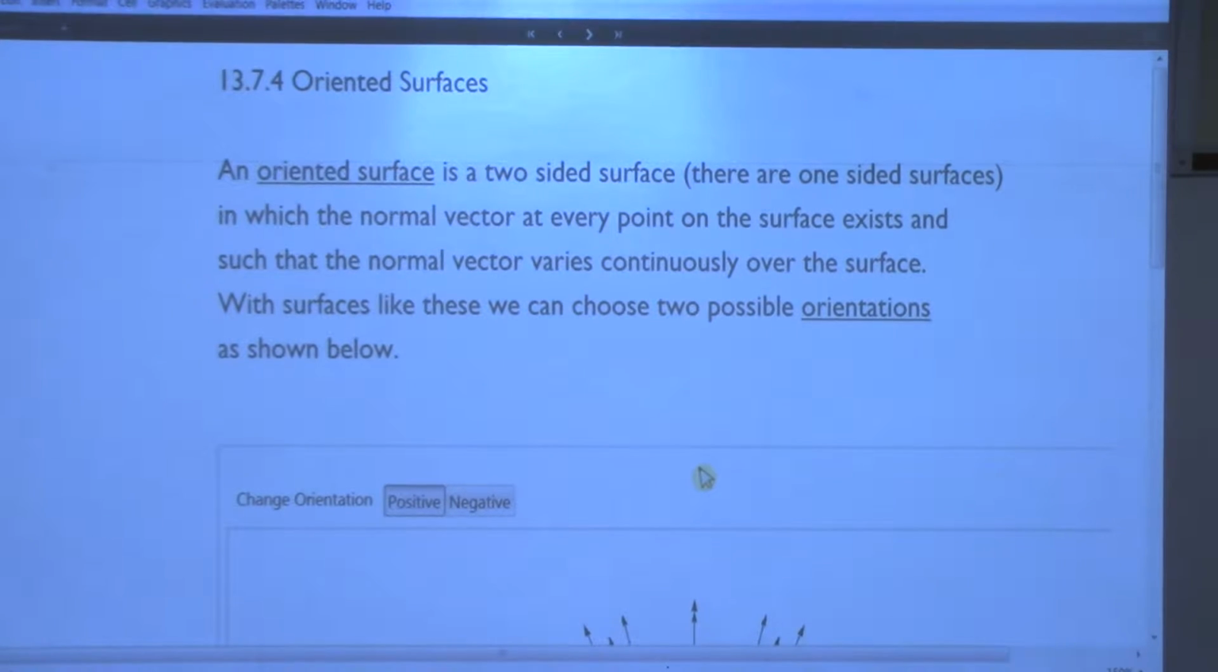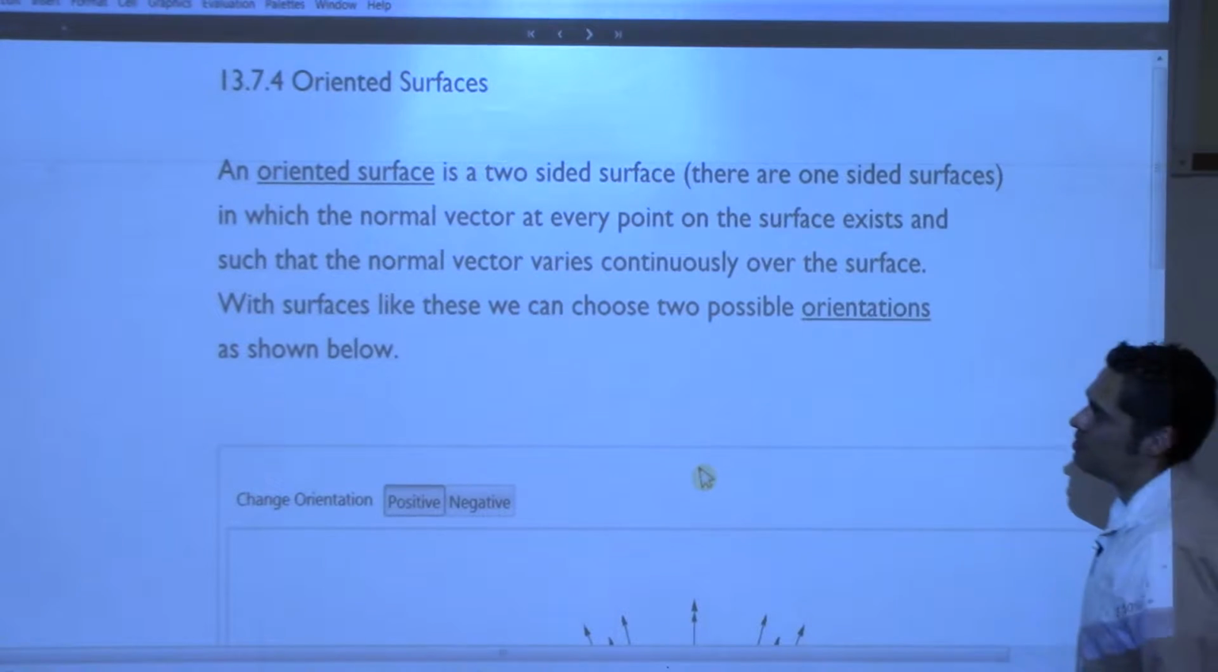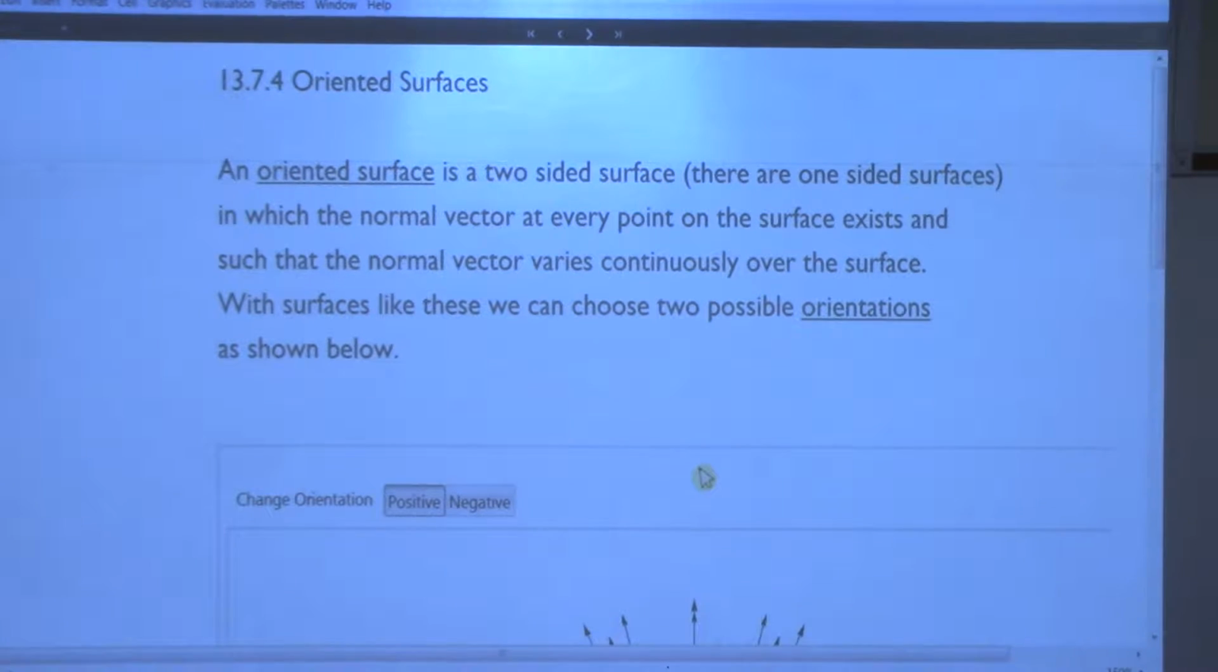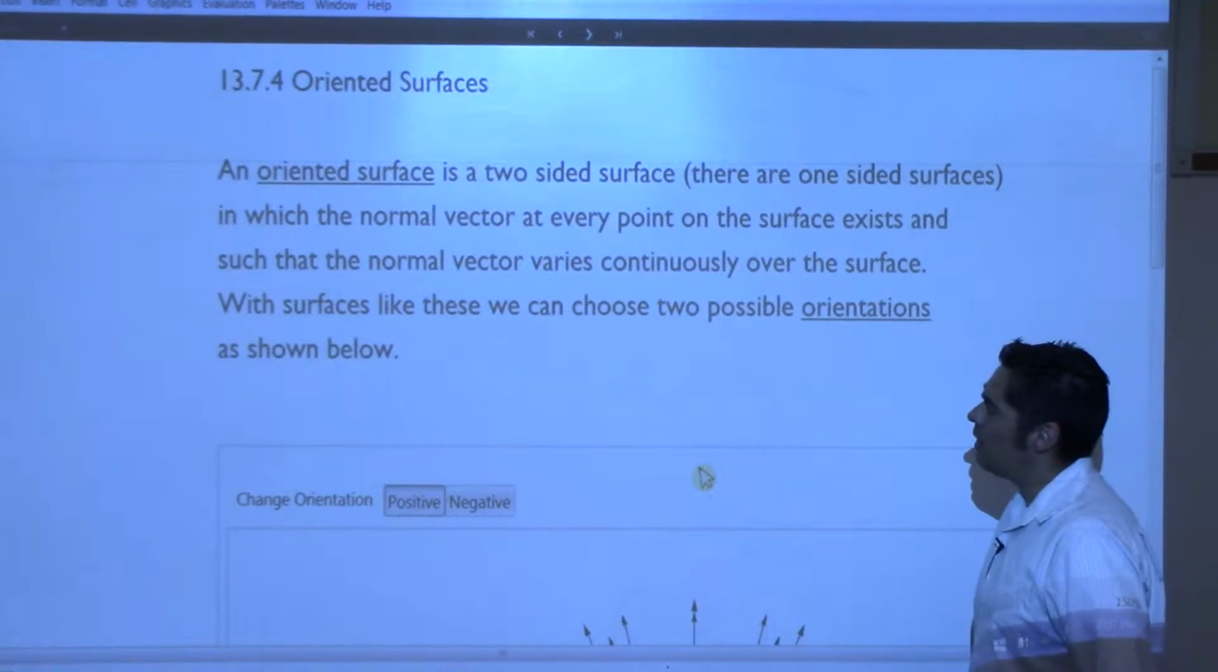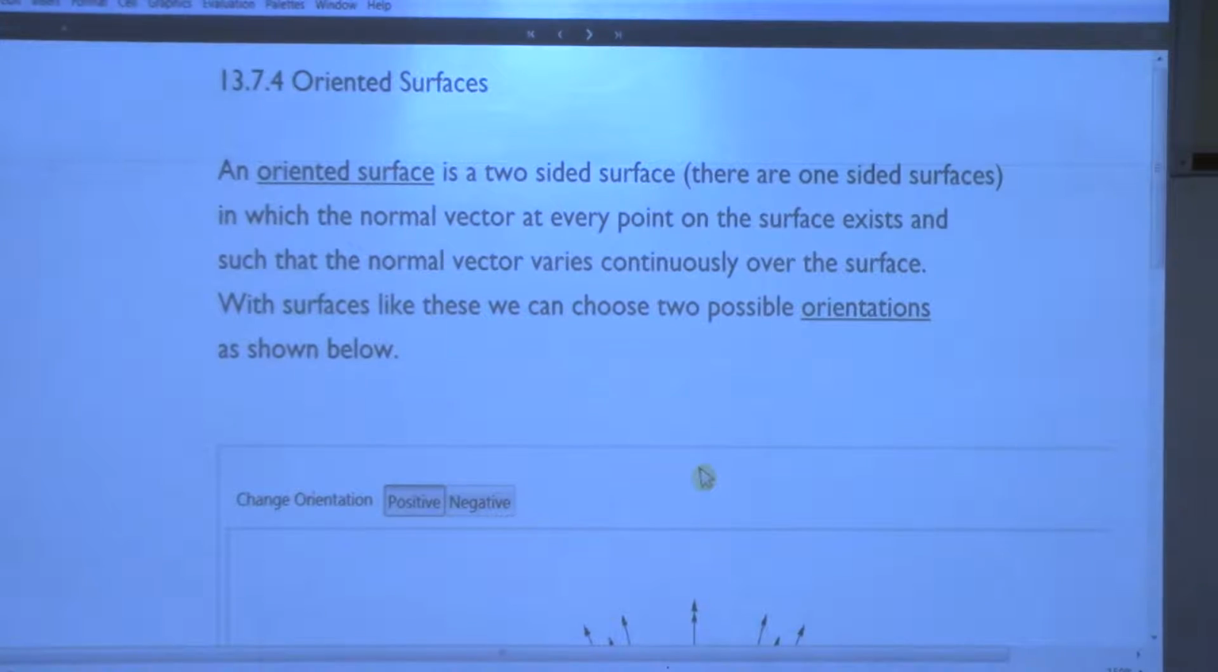An oriented surface is a two-sided surface in which the normal vector at every point on the surface exists, and such that the normal vector varies continuously over the surface. With surfaces like these, we can choose two possible orientations.